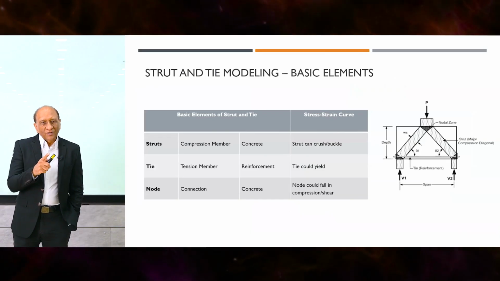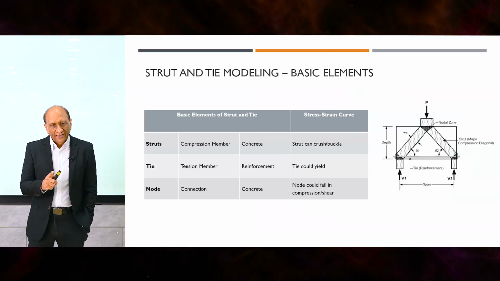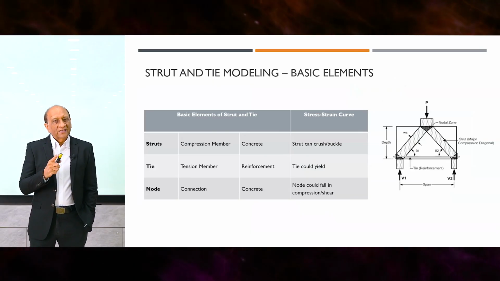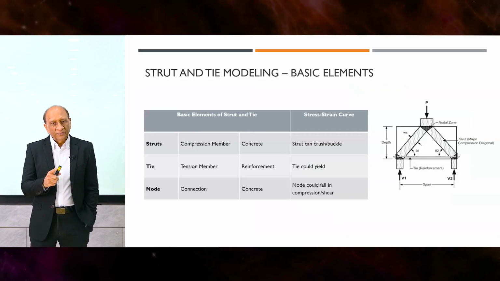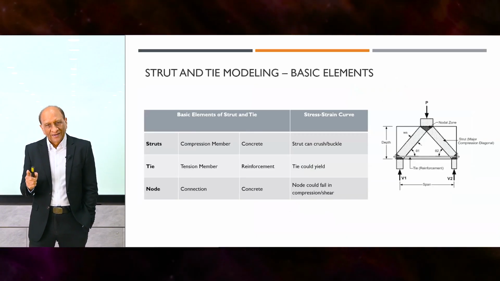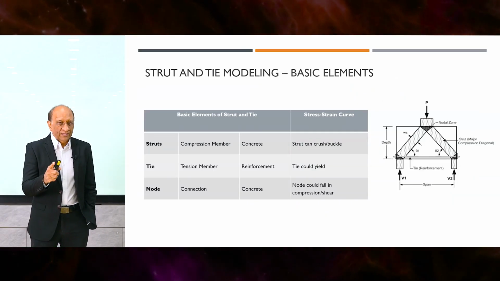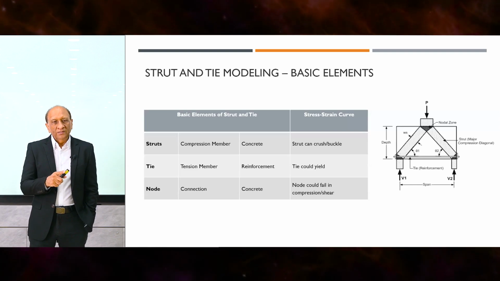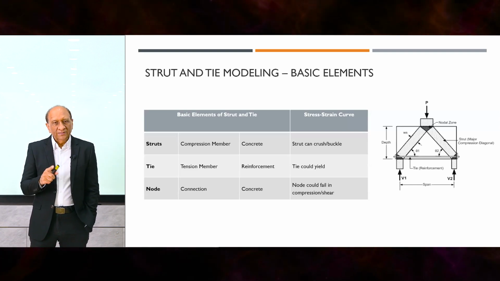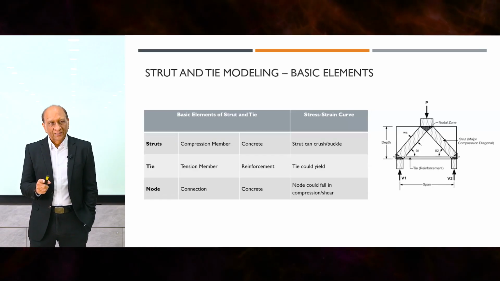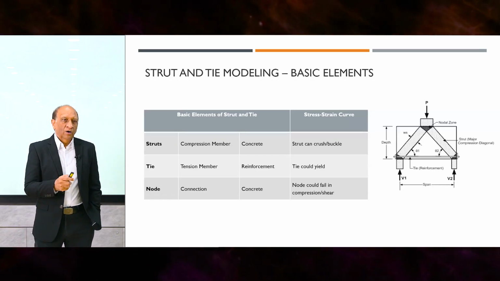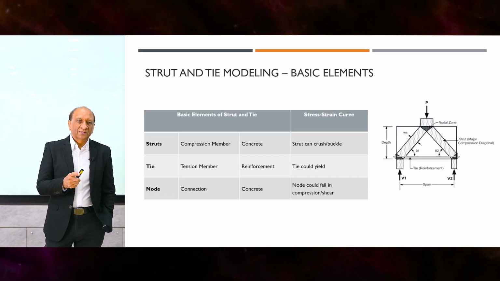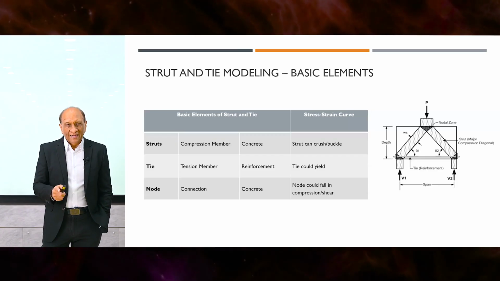So struts, compression members, in concrete, strut can crush or buckle. So we have to check for those. It's just like a column. Tie is a tension member, reinforcement. Tie could yield, so we have to prevent it from yielding, and also from anchorage problem, which I will mention, as you can see from the figure, and anchorage is very important. Node is a connection, is concrete portion. Node could fail in compression or in shear. So this is the summary of how a truss should be, strut and tie model should be conceived, analyzed, designed, verified.